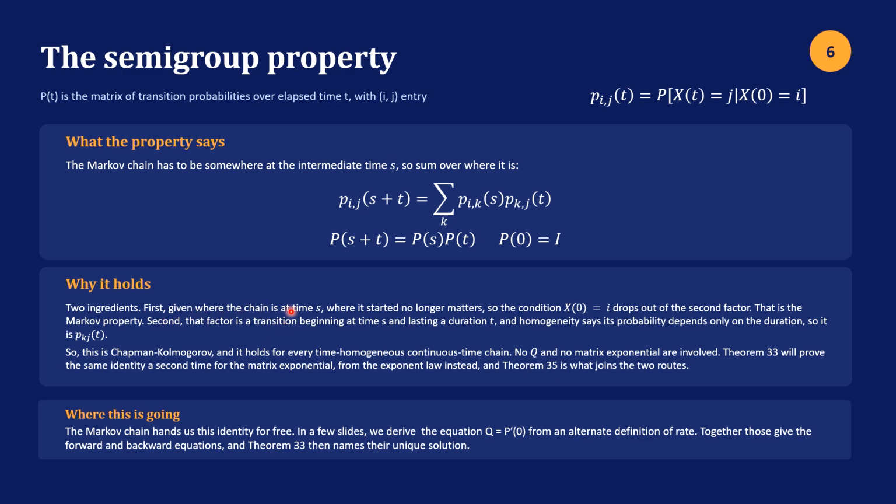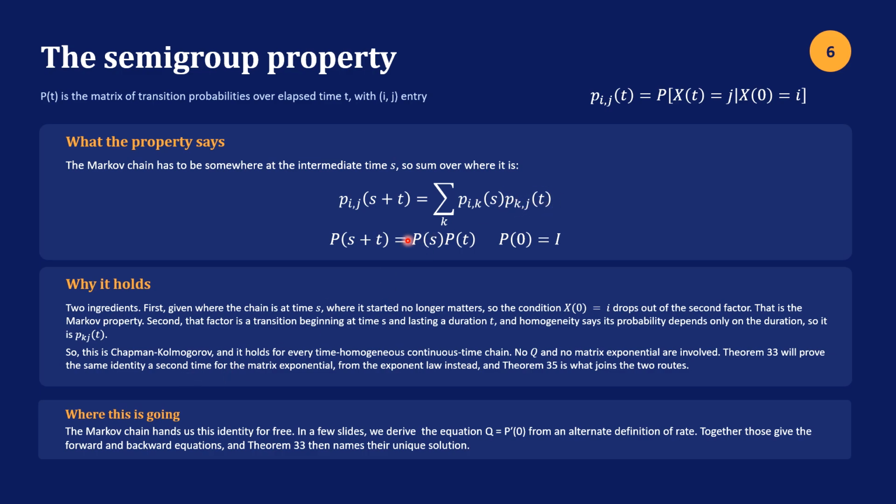Given where the chain is at time s, where it started no longer matters. So the condition X of 0 equals i drops out in this second factor here. We don't need to track this. That is the Markov property. Second, that factor is a transition beginning at time s, again talking about this here, and lasting a duration t. And homogeneity says its probability depends only on the duration. So we can write that as P sub kj of t.